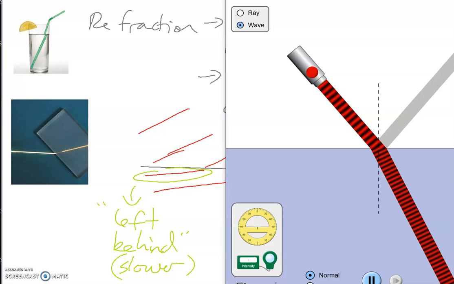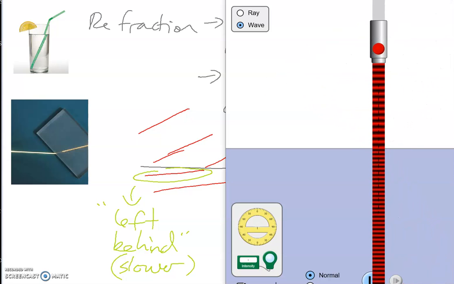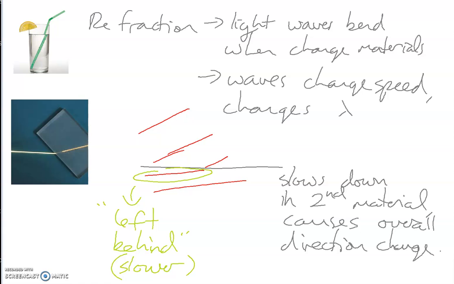All right, so it's a little bit tricky, but it's not too bad. That's why light bends when you change mediums, because it slows down. So it slows down in the second material, it causes an overall direction change, and the wavelength also gets smaller. The wave slows down, changes direction, sort of gets held back, while the other part just keeps on going at the same speed, and that's what causes refraction. And we'll look at this in quite a bit more detail, probably in the next video.